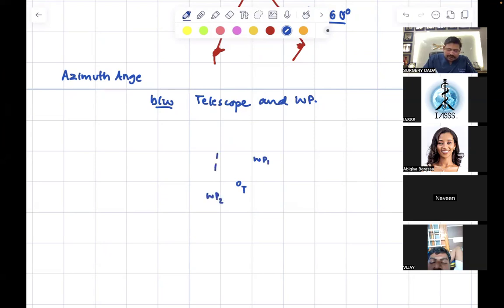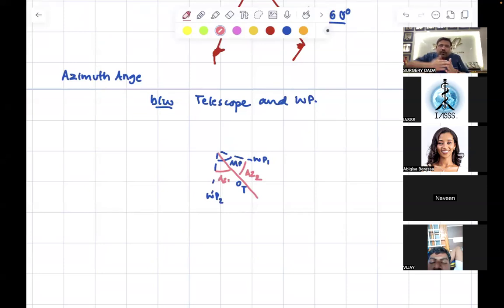So this angle will be known as the manipulation angle, and the angle between the telescope and the working ports is known as AZ1 and AZ2. Remember, it should not be less than 15 degrees and it should not be more than 75 to 90 degrees. In robotics, we have it at 90 degrees. But in laparoscopic surgery, we try to keep it less than 60, 65.